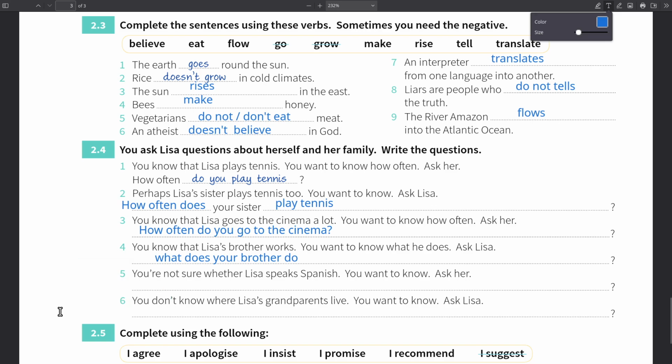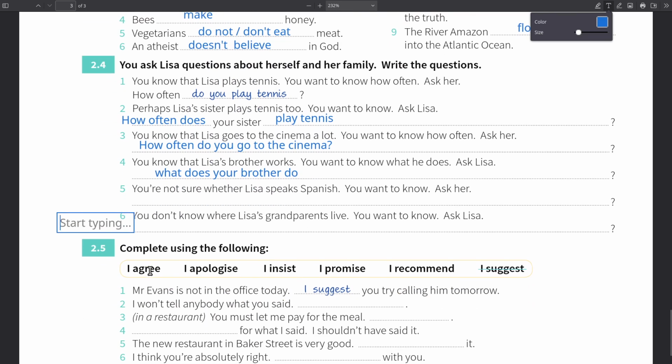The next question. You are not sure whether Lisa speaks Spanish, so you want to know. Ask her. What would be the way? Do you speak Spanish? This one is very simple. It's not like the other ones. This one is just a yes or no question because we are not sure if Lisa speaks Spanish, so we want to know about that. So the question is simply, do you speak Spanish?